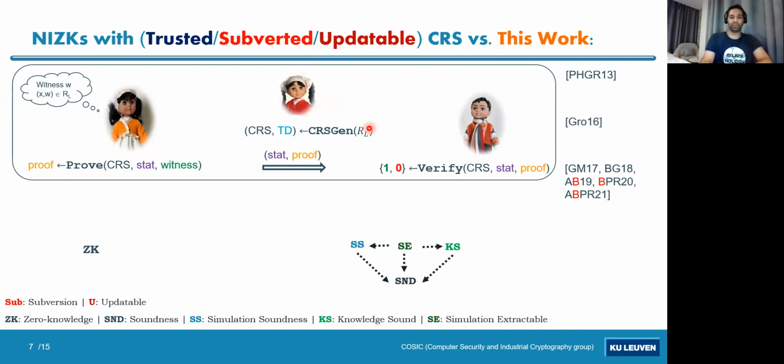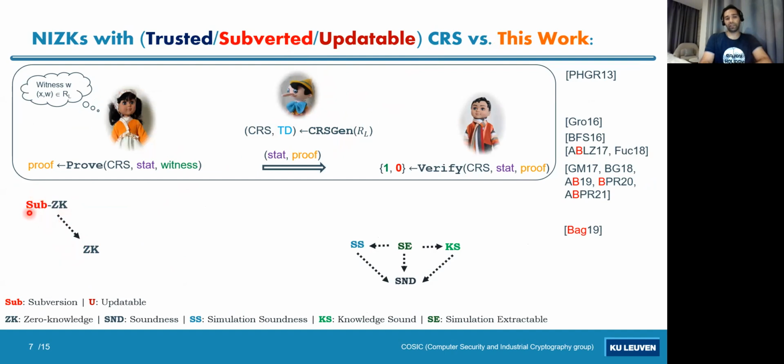But what happens if this lady is not honest, and she is a malicious CRS generator? This was studied by Bagheri, Pasta, and Scafuro in 2016, and they presented some negative and positive results. In a good way, I would say the best result they presented is that they defined a new notion, called subversion zero knowledge.